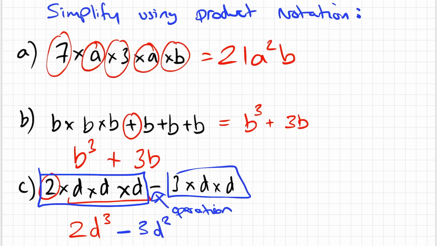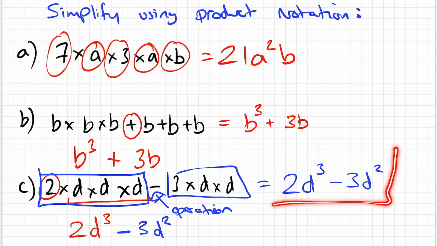Now, very important note here. This is to the power of 3 and this is to the power of 2. They've got the same base, d and d, that's fine. But because they have different powers, they are actually considered different terms. So they're different terms altogether anyway. So we can write this down as 2d cubed minus 3d squared. And be careful, you cannot simplify this anymore.